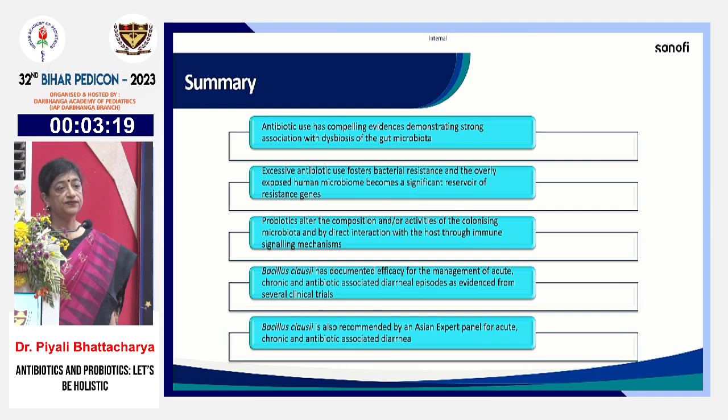So when summarizing, I would say that if you have to use antibiotics, there should be compelling evidence that you need to use them. Don't use them injudiciously, as excessive use will foster bacterial resistance. Probiotics will alter the composition of the gut flora and thereby form a harmonious atmosphere. Bacillus clausii has been documented to show efficacy, and it is also recommended by an Asian expert panel for acute, chronic, and antibiotic associated diarrheas. With that, I rest my presentation. Thank you so much.